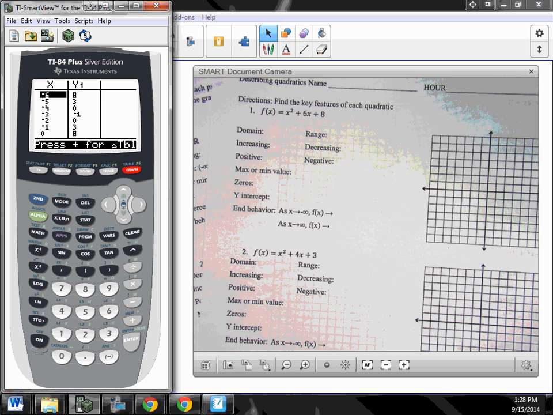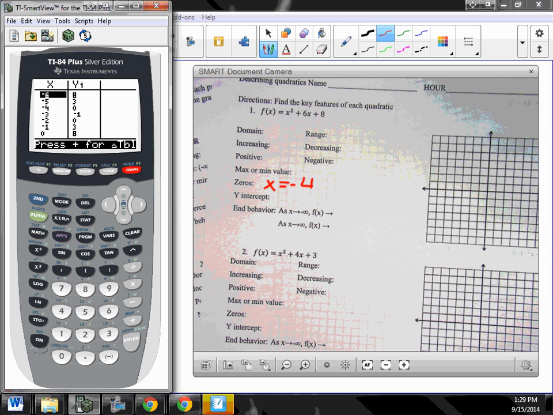Are the roots actually integers? Are they nice numbers? How can I tell? Because I do have a 0 for the y value. So negative 4, 0 tells me that one of the roots is negative 4. Okay, and what's the other root? Negative 2.